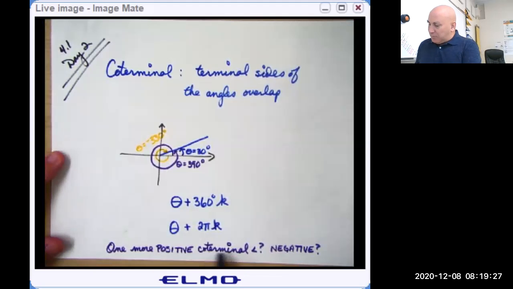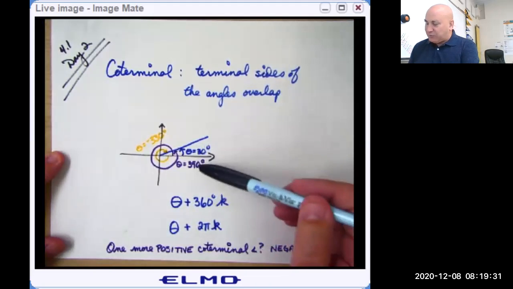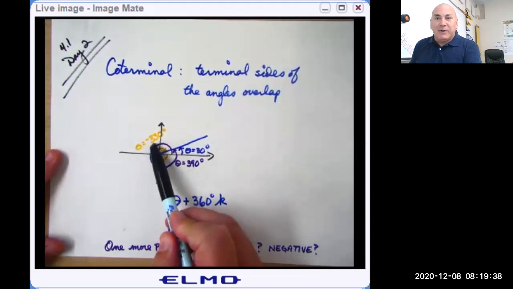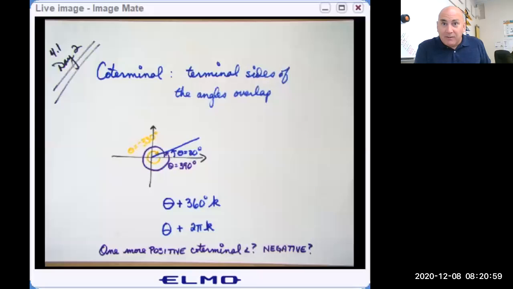So what's one more positive coterminal angle for 30 degrees? I've already given you 390. What's one more positive one? And I've already given you negative 330 degrees. What's one more negative one? Can you come up with one more positive coterminal angle and one more negative?